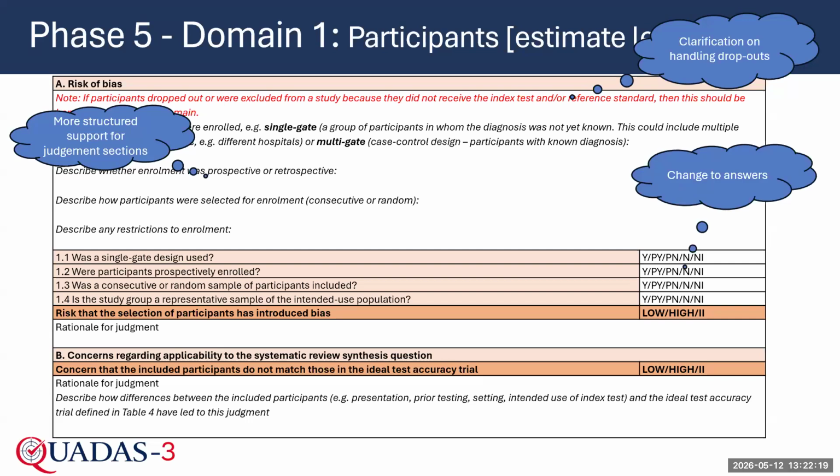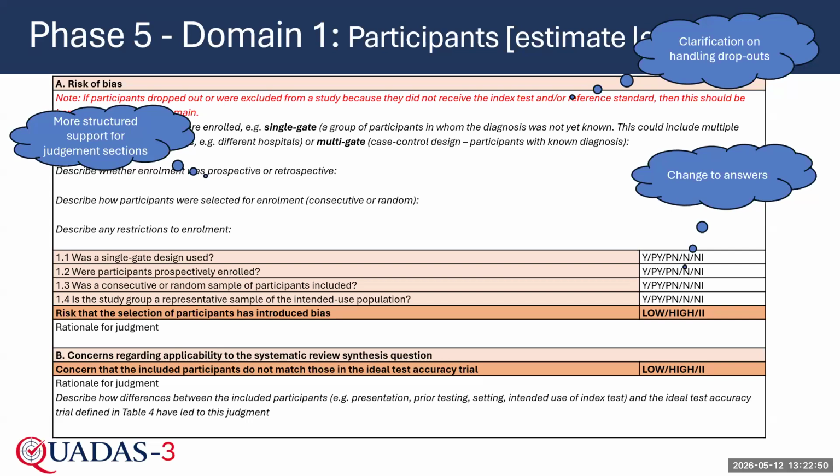Compared to QUADAS-2, we've changed how those signalling questions are answered, and this is more in line with other tools you might be familiar with, like RoB 2, ROBINS-I, ROBIS, PROBAST. So we've introduced this "probably yes, probably no" option. We found from other tools that people might not be sufficiently confident to answer yes, but if they can answer probably yes, that will push them towards an answer. And in practice, the yes and probably yeses are interpreted the same way.